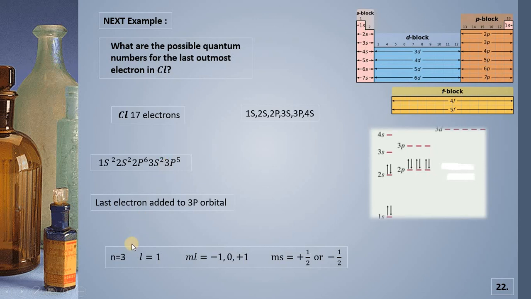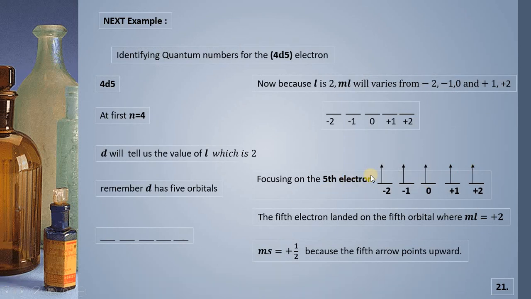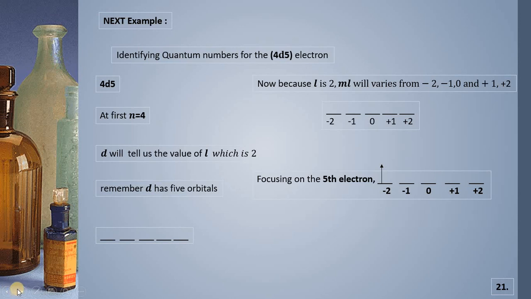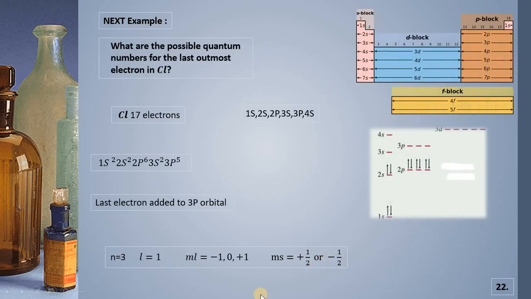I said earlier that 3 is n. For p, I told you that when it is p, L is 1. And when L is 1, Ml will be -1, 0, +1. To find the location of Ms, we arrange our 5 electrons, like I did initially on slide 20. So that is how we get our answer.